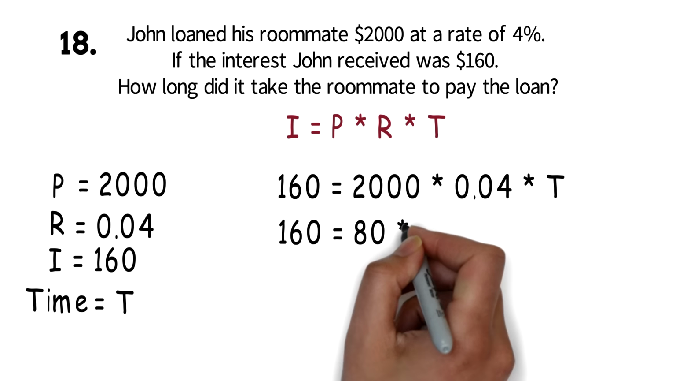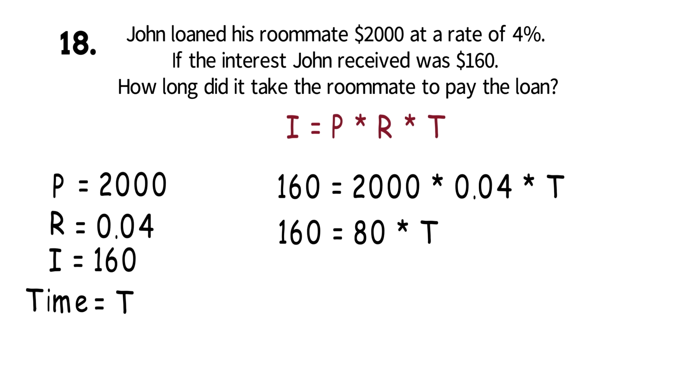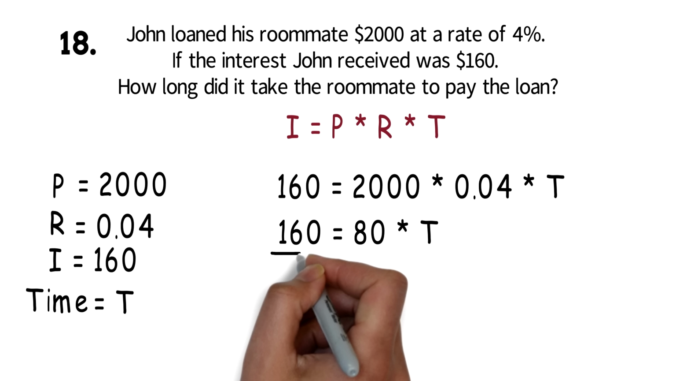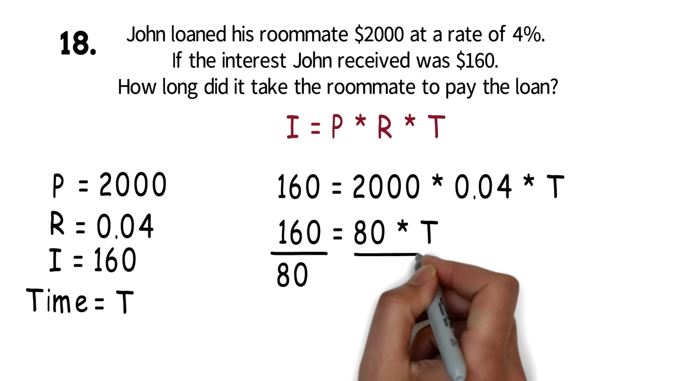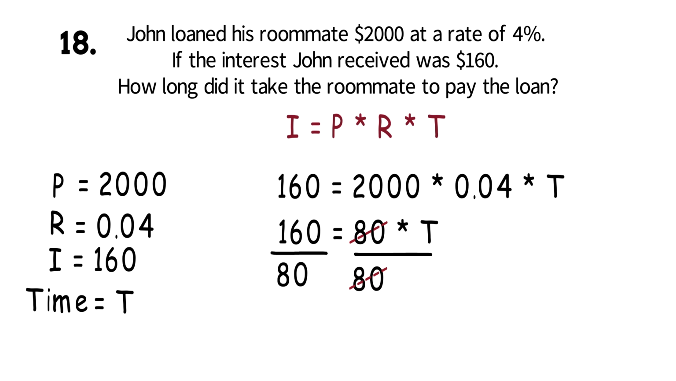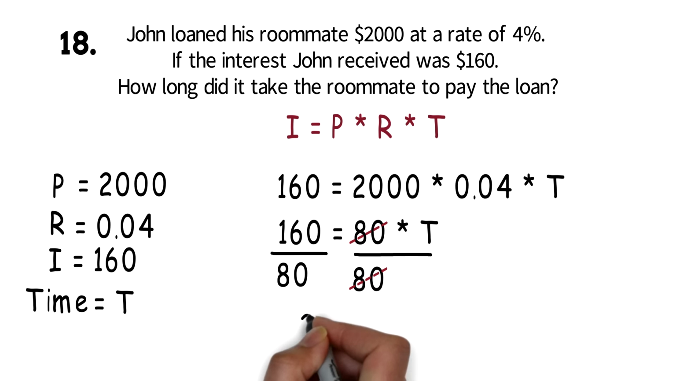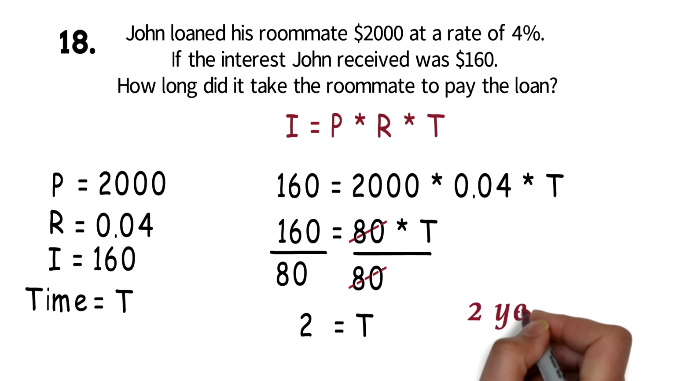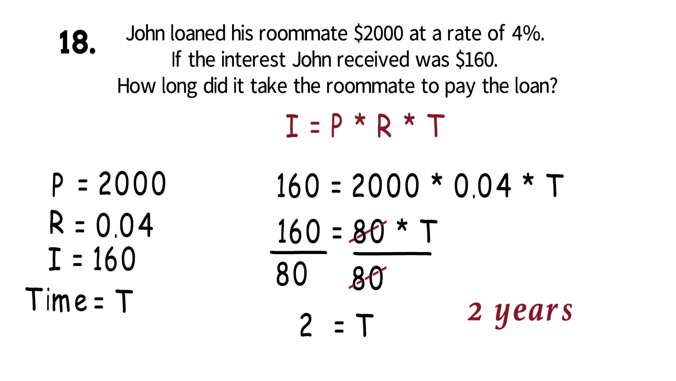160 equals 80t. We have a one-step equation. We will divide both sides by 80. This will cancel out. 160 divided by 80 is 2. Therefore, it took the roommate 2 years to pay the money back.